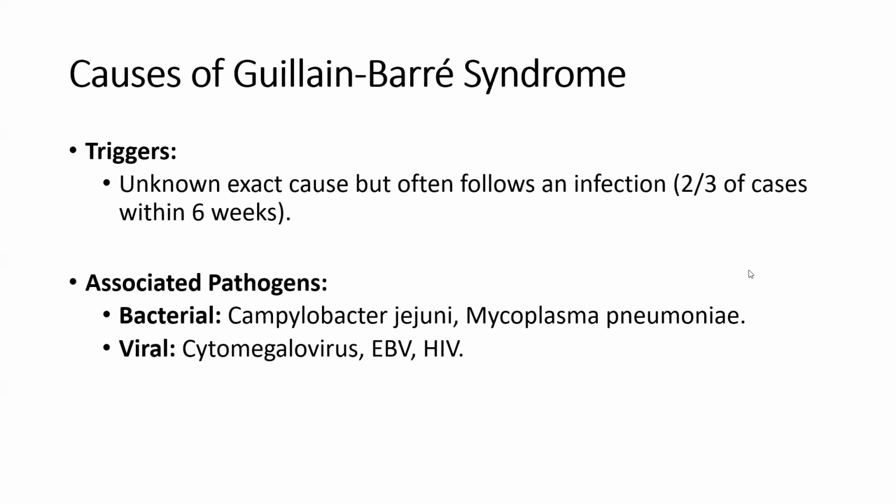So, the cause of Guillain-Barré is not really known. You can't say there's one specific cause, but it usually comes 2 to 3 weeks after an infection, within 6 weeks of an infection of the upper respiratory system or GI. Some of the associated pathogens, bacterial or viral, are Campylobacter jejuni, Mycoplasma pneumoniae, cytomegalovirus, EBV, or HIV.